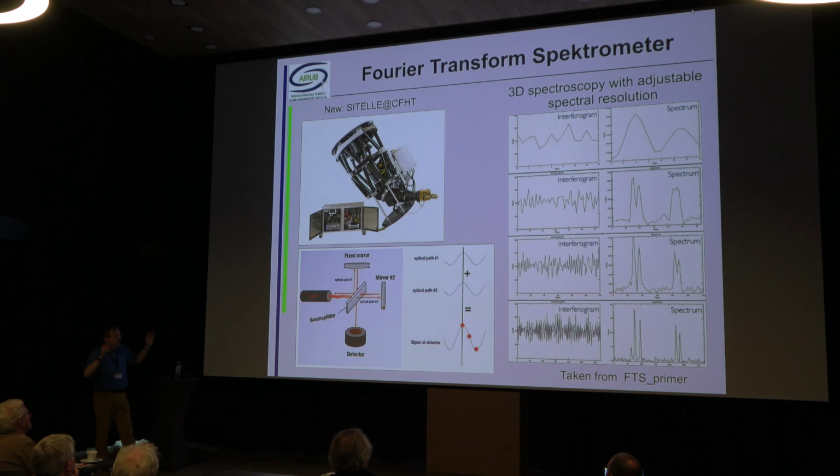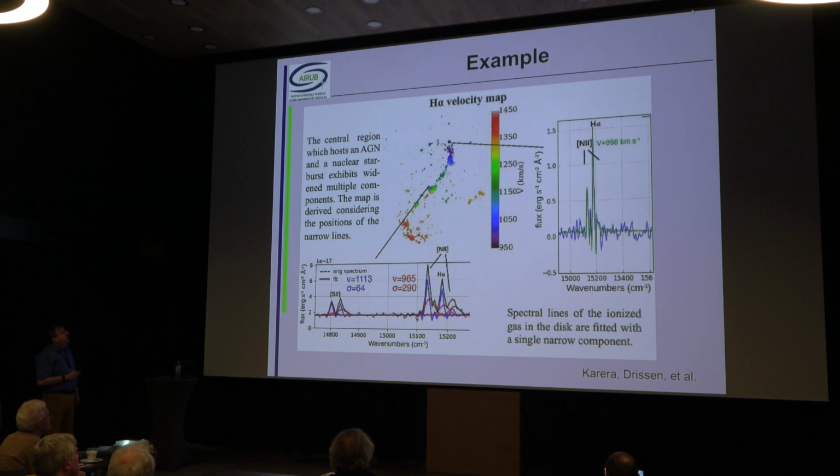So if you get this interferogram and you transform it into a spectrum, and then you go to smaller and smaller steps, you get a higher and higher spectral resolution. The big problem here is, and this is used, there is one instrument, SITELLE, at the CFHT, led by Laurent Drissen.